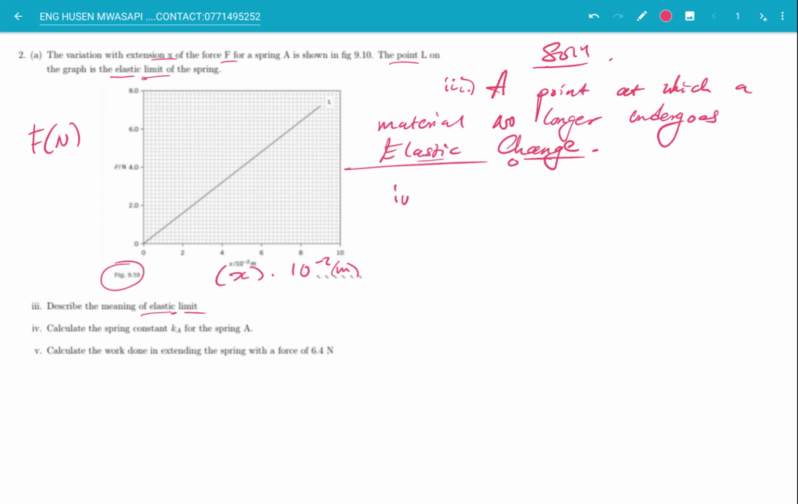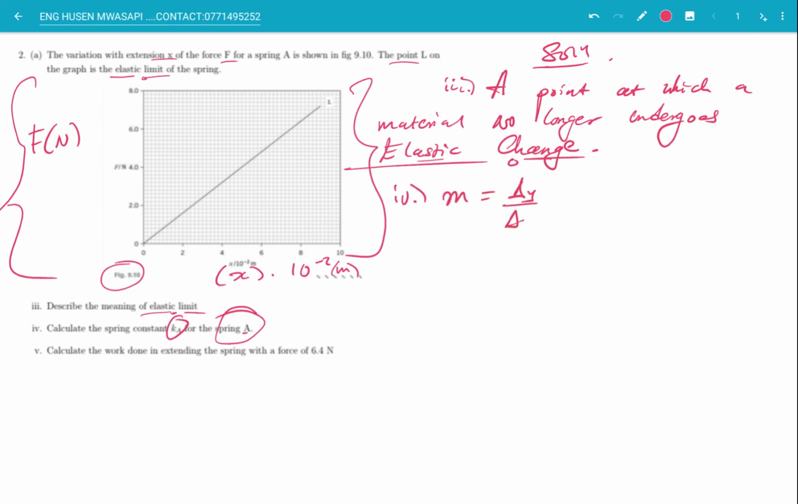Let's move on to the second question. It says calculate the spring constant Ka of spring A. So it's Ka because the spring is named A. Remember, given a graph, the gradient of this graph represents the spring constant. The gradient is simply the change in y over the change in x, which will give us the constant of the spring A. On the y-axis we have the change in the force over the change in the extension. So let's try and find Ka with this concept.